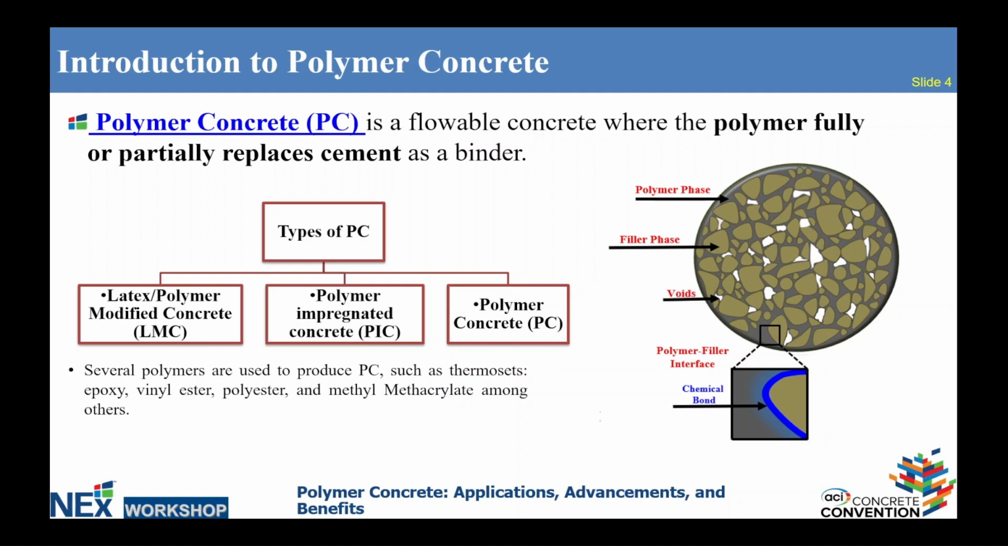You now all know that polymer concrete could partially replace cement or fully replace cement. Our interest is to fully replace cement, so we are using resin and hardener and aggregates. So we have three phases: the polymer phase, the filler phase, and the voids in between them. What gives polymer concrete its strong performance and high durability is the chemical bond between the polymer and the aggregate.